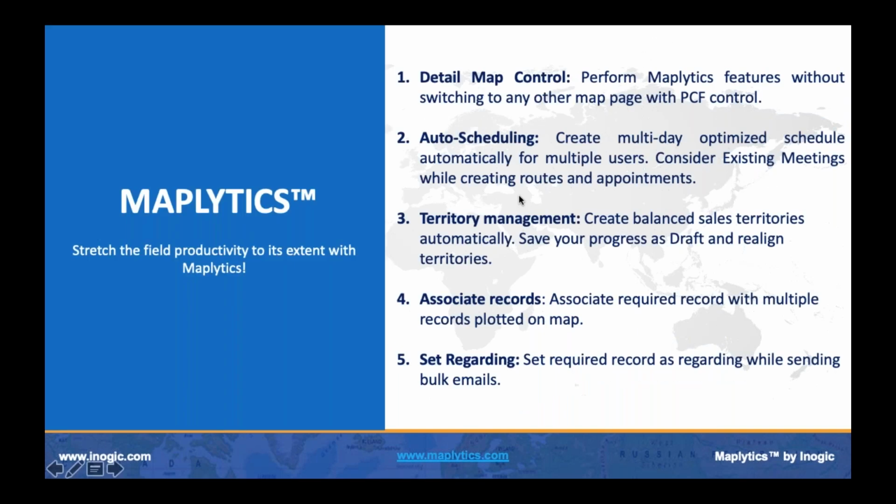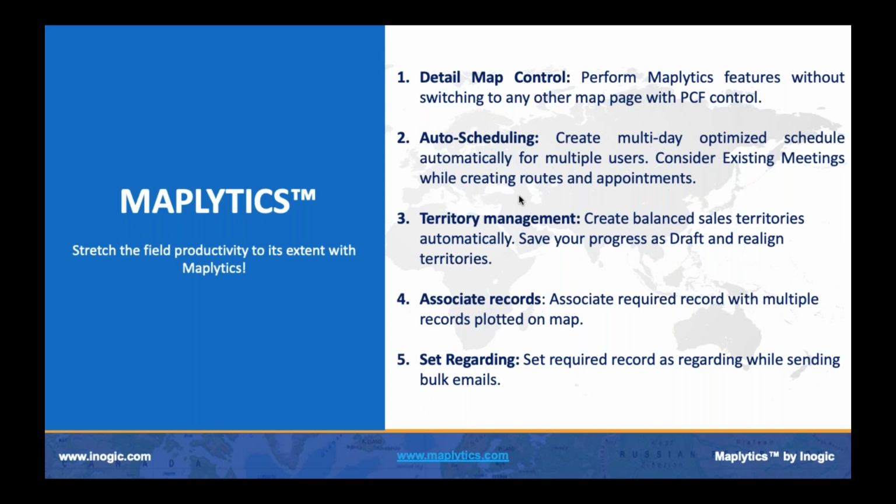So let's have a quick look over the list of features that we have for today's webinar. We'll start with the detail map control. This is a PCF control that you can add to any of the data set or the grid in order to visualize the records on the map right there on the page. You do not need to switch to any other map pages in order to perform Maplytics features, and you can perform the Maplytics features within this detail map control.